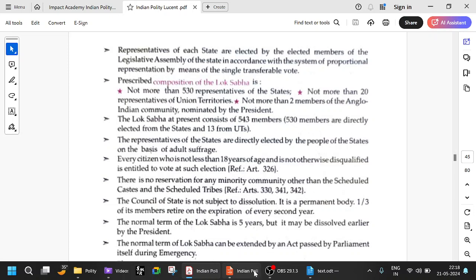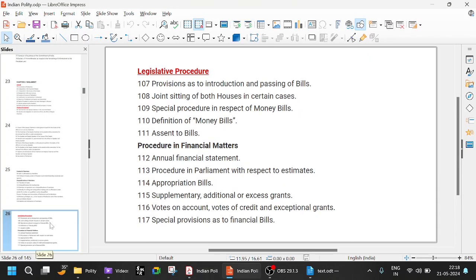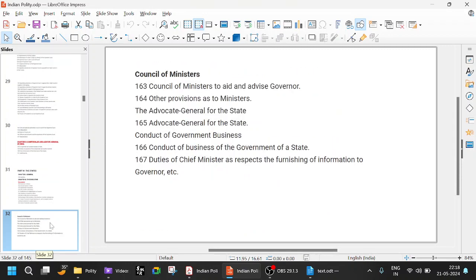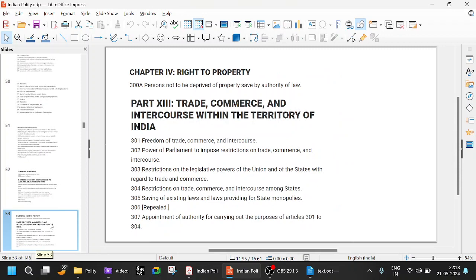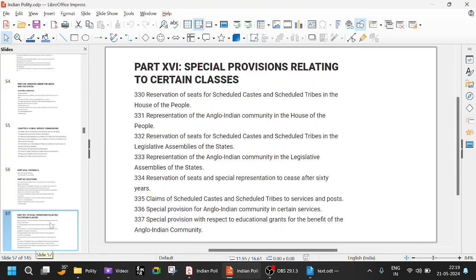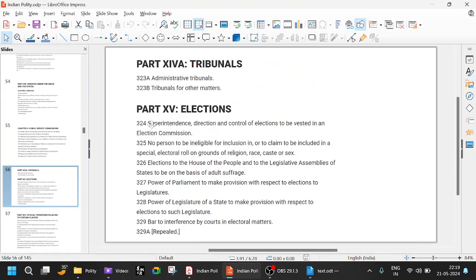So Article 326 again is very, very important. Right now we have elections, so anything related to the Election Commission becomes very important. So 324, okay, 324 is about the Election Commission, right? Article 324 is about the superintendence, direction and control of elections to be vested in an Election Commission. So 326 is elections to the House of the People and to the legislative assemblies on the basis of adult suffrage. So Article 326 is talking about adult suffrage, that is above 18 years.